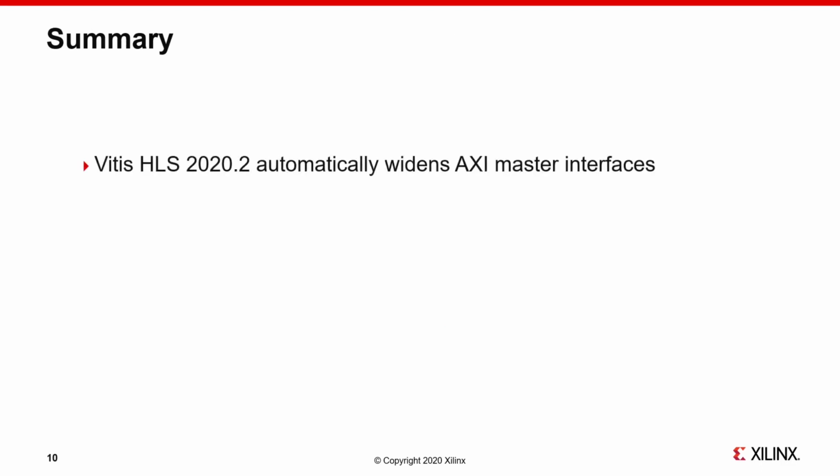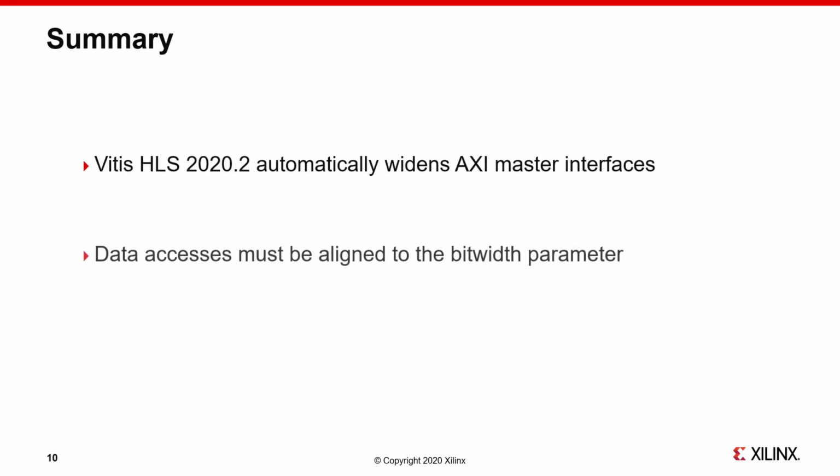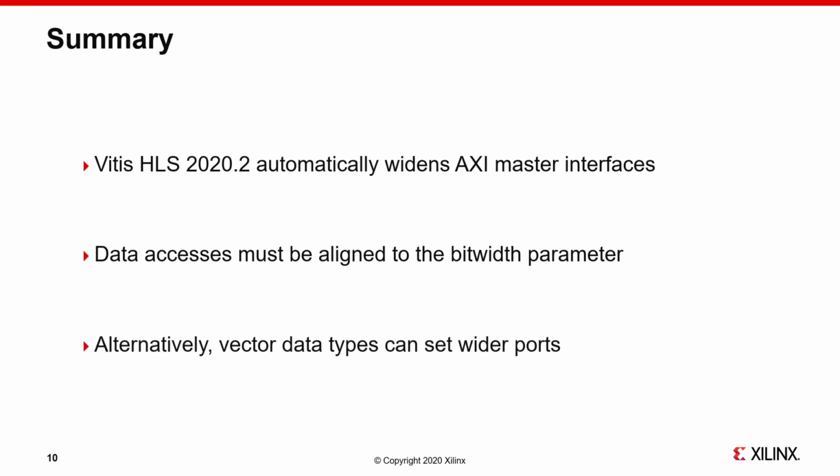In summary, the new version of Vitis HLS automatically widens the AXI master data width if accesses are aligned to the value set for the bit width parameter. Alternatively, vector data types, which are also supported in Vitis HLS, help specify port width in a more direct manner.